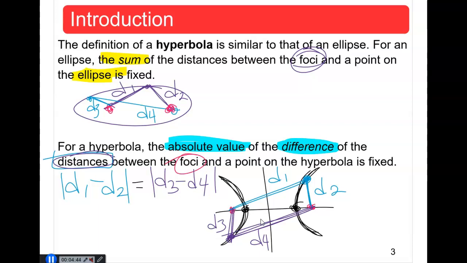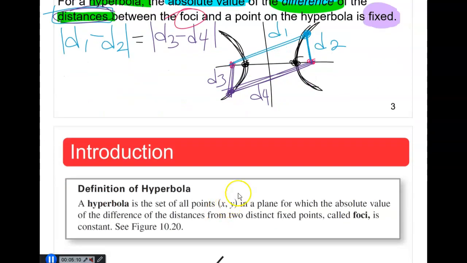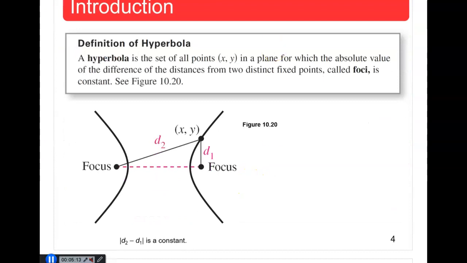With the ellipse, we use the sum of those distances to compare them. And with the hyperbola, we're going to use the difference of those distances between any point and the foci. And when we say that they are fixed, that means that they will be constant. They will not change. They will remain constant. They will be equal.